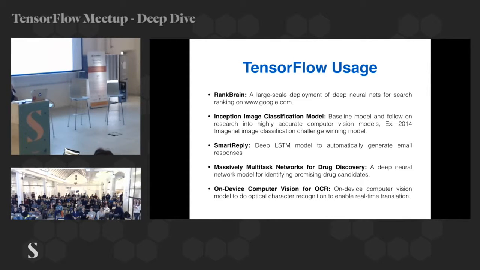There is also a collaboration with Stanford for drug discovery, where they can identify strands of drugs, and that also uses deep neural networks. Again, a collaboration by Google and Stanford. And the last one is on-device computer vision for OCR, which you might have already used, which is the Google Translate app, where you can just take a picture and in real time transcribe or translate the text inside the picture. It does something called optical character recognition, or OCR, and that also uses TensorFlow.